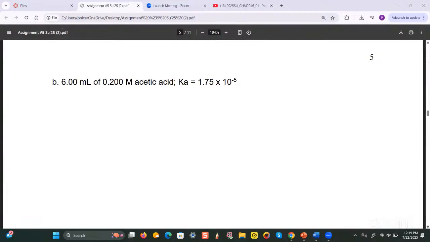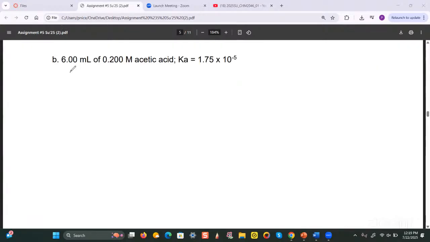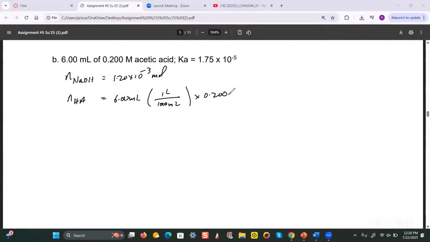I'm just going to write down here to begin with the number of moles of NaOH is equal to 1.20 times 10 to the -3 moles, right? Now, what we do need to calculate is the number of moles of acetic acid. I'm going to use HA to represent acetic acid. So again, like we did before, we take the volume, convert it to liters, 1 liter over 1,000 mL, and then we multiply by the molarity, which is 0.200 mole per liter. So let's see what that gives.